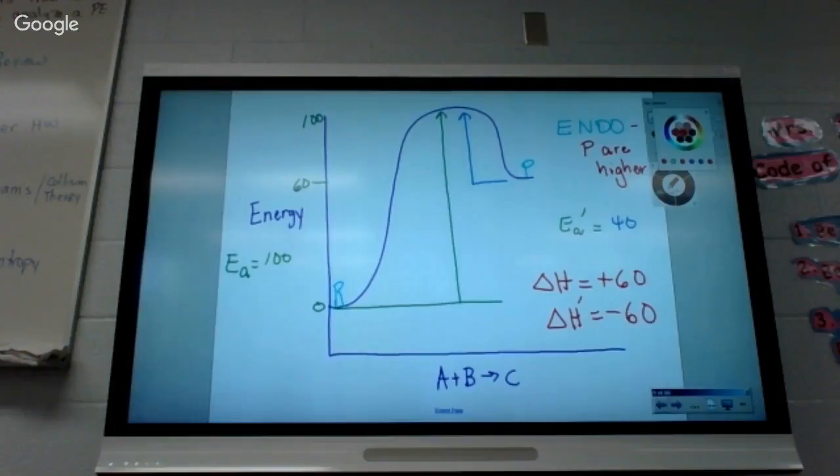What is what? Delta H is enthalpy, heat content. You put down what? Yeah, that's how you find it. So you go from the difference from the reactant to the product. Anybody have a question? Yep.